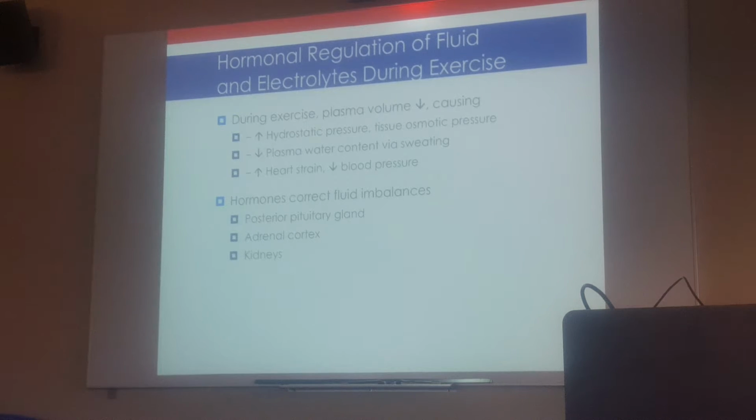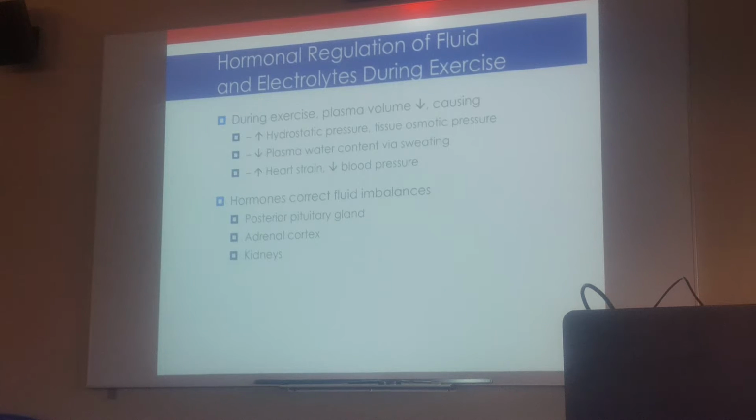So we're going to pick up with our homeworks talking about regulation of fluid balance and electrolytes during exercise. Dr. Lukemeyer would be very excited about this. He does a lot of work with fluid balance and electrolytes, okay? We already know during exercise, plasma volume goes down, because of sweating and other factors. But what does that cause? It causes an increase in hydrostatic pressure and tissue osmotic pressure, decreased plasma water content via sweating, and you get a decrease in blood pressure and a strain on the heart due to that.